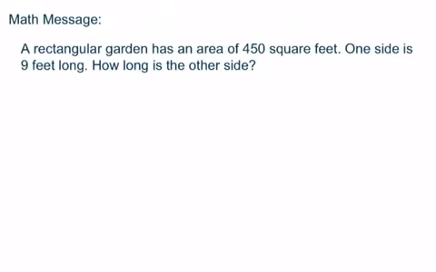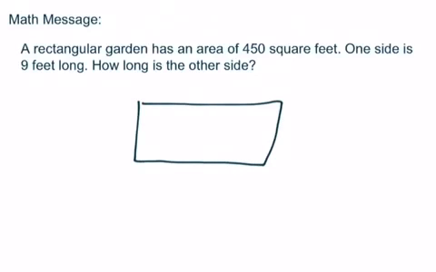So the math message is, a rectangular garden has an area of 450 square feet. One side is 9 feet long. How long is the other side? So hopefully you're thinking, well, I could draw that for myself. Ooh, if that was a good rectangle, that'd be great, right?